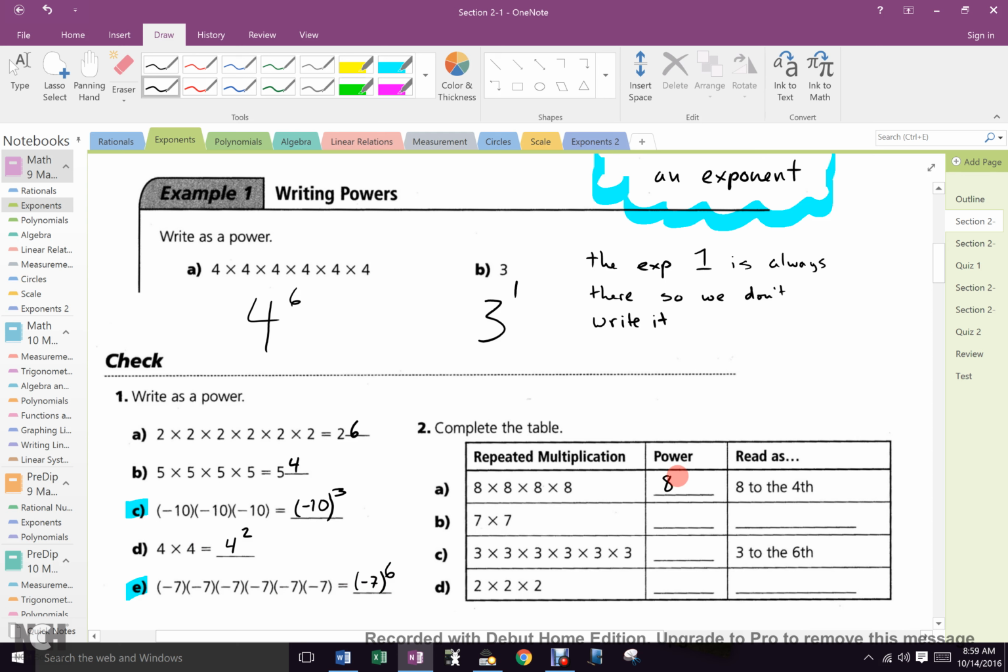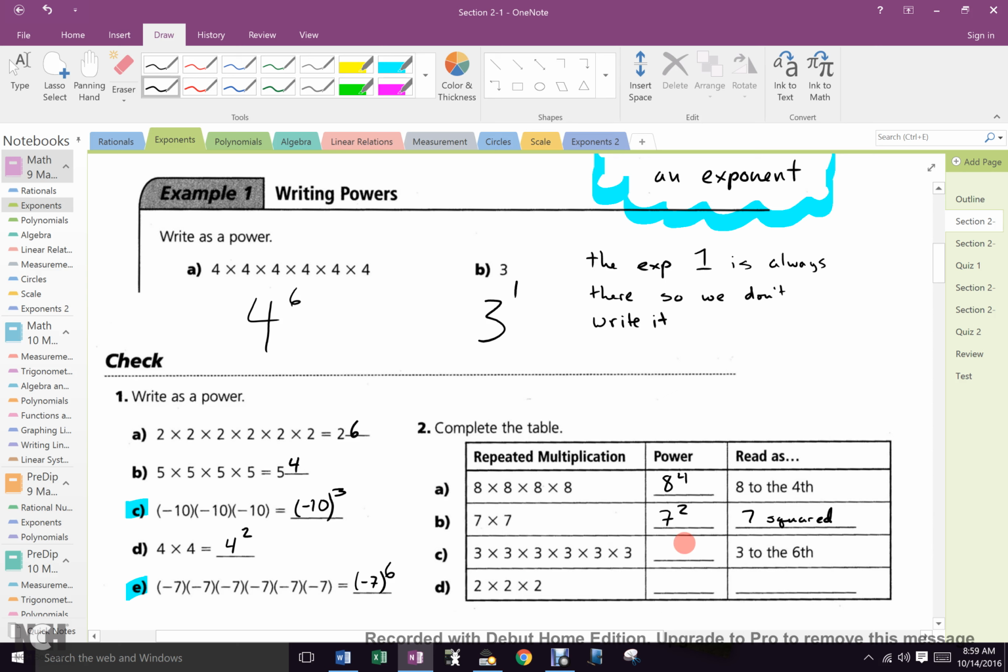8 to the 4, 7 to the 2. How do we read that? 2 choices. 7 to the second or 7 squared. I'm going to be lazy. I'm going to write the short one because I'm a lazy teacher. 7 squared. Cool? We all know that's 7 to the second, but nobody ever says that. Everyone says 7 squared. Right?